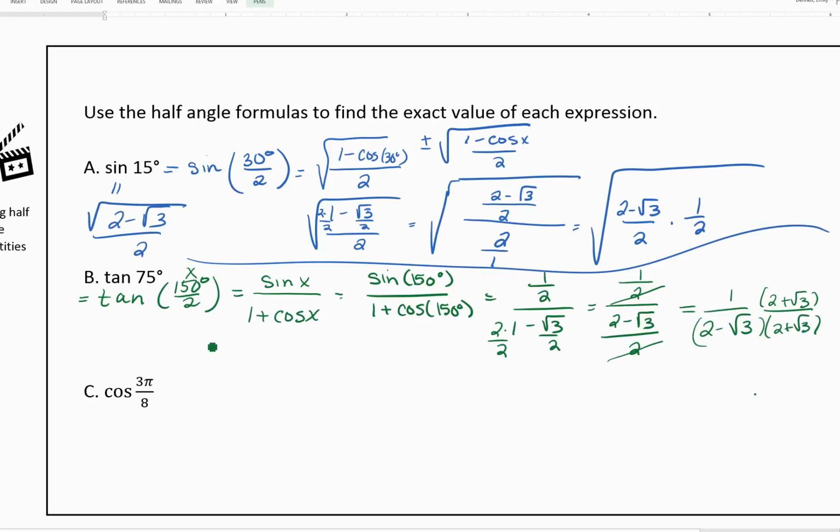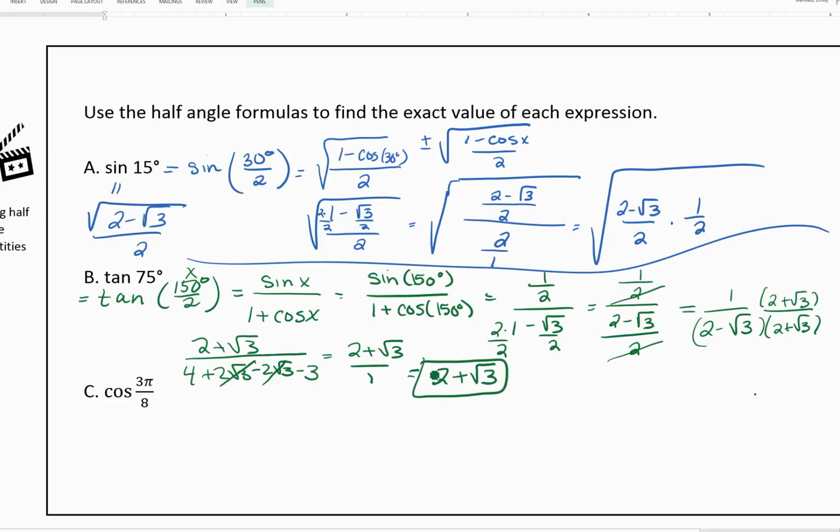Up top, we're just going to have 2 plus the square root of 3. In our denominator, if we FOIL this out, we have 4, then plus 2 square root of 3, minus 2 square root of 3, and then minus 3. You notice these middle two terms cancel out, and we have 4 minus 3, which is just 1. So our final answer here is 2 plus the square root of 3. That's what tangent of 75 degrees is equal to.